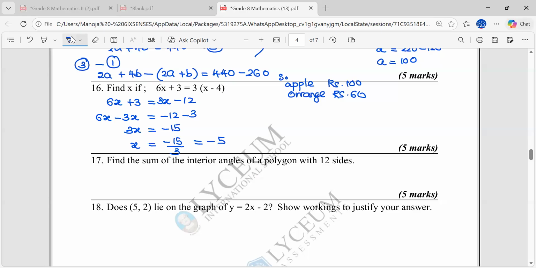So if you want to double check, negative 5, minus 4, it is negative 9. Negative 9 multiplied by 3, the answer is negative 27. I want to double check the other side. And 6 times negative 5, it is negative 30. Negative 30 plus 3, it gives me negative 27. So that means my answer is correct.